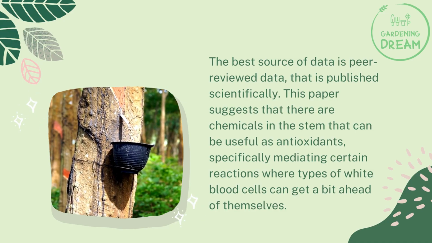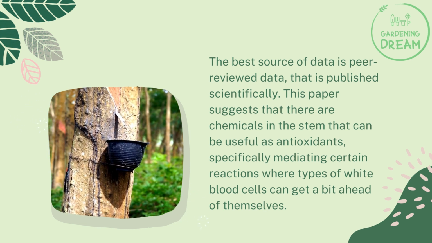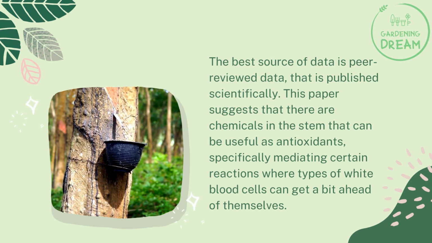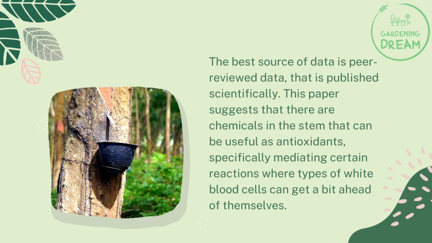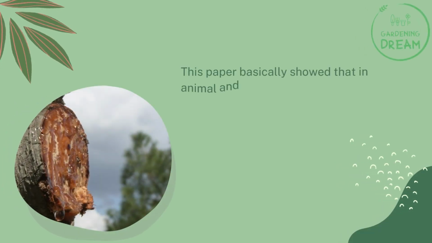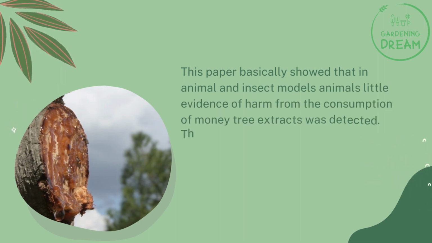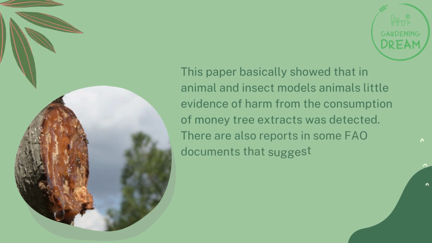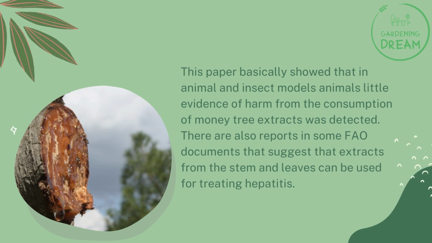What is money tree sap good for? The best source of data is peer-reviewed data that is published scientifically. This paper suggests that there are chemicals in the stem that can be useful as antioxidants, specifically mediating certain reactions where types of white blood cells can get a bit ahead of themselves. This paper basically showed that in animal and insect models, little evidence of harm from the consumption of money tree extracts was detected. There are also reports in some FAO documents that suggest that extracts from the stem and leaves can be used for treating hepatitis.